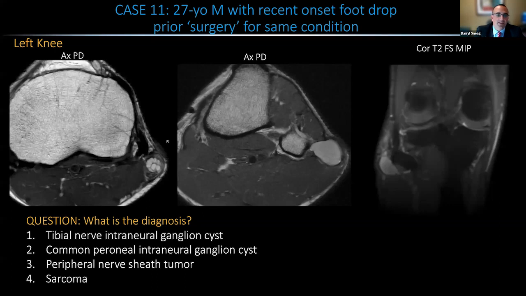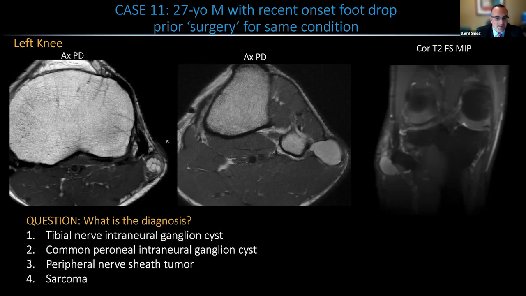This is a 27-year-old man with recent onset foot drop, and he had prior surgery for the same condition. So on the left, we're imaging the knee here, an axial proton density image, another axial PD image, but at a slightly more inferior cut. And I'm sorry, it's a little blurry, but this is a coronal fat suppressed maximal intensity projected image. The question is, what is the diagnosis?